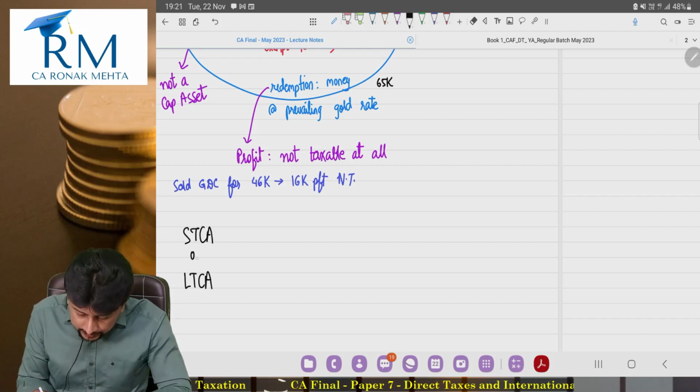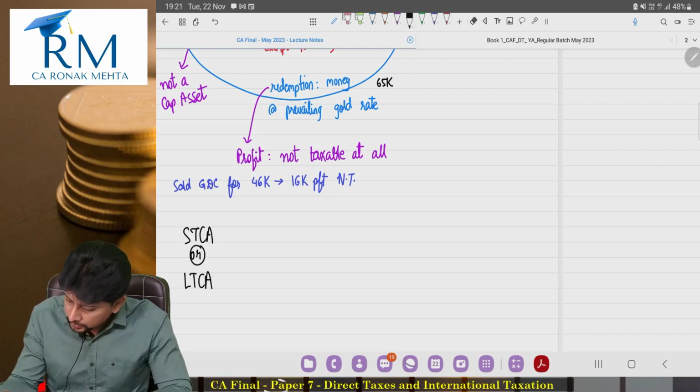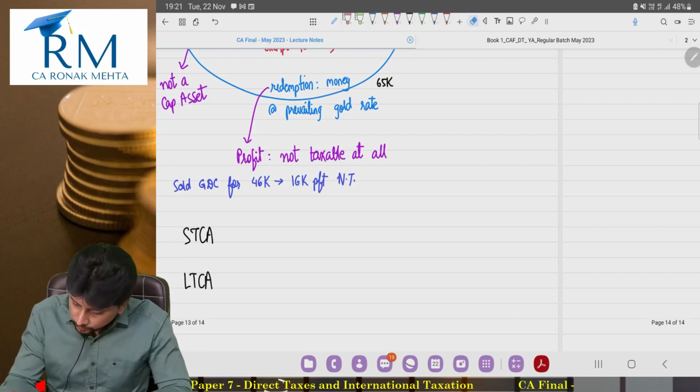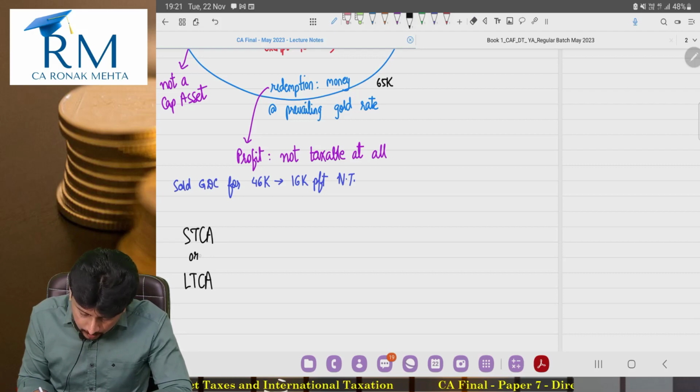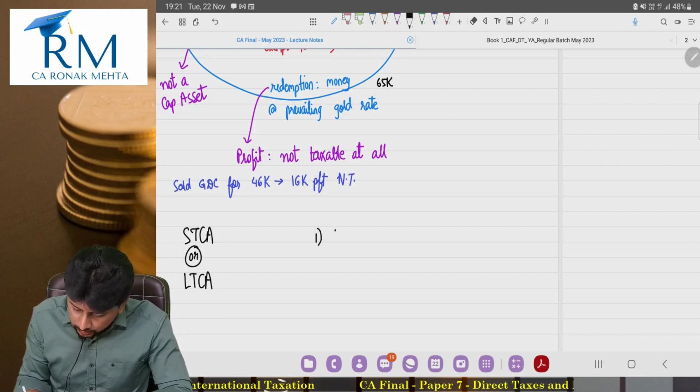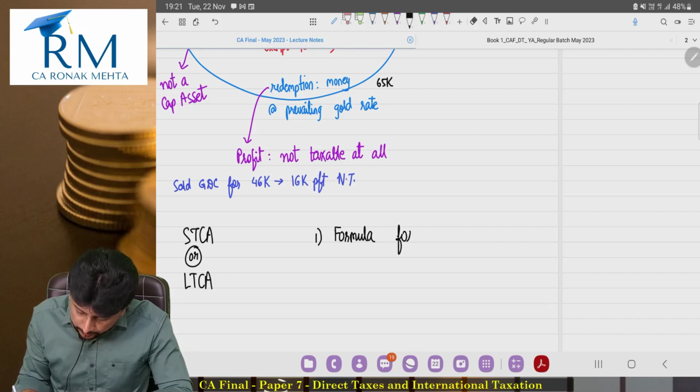Why do you need this distinction? For 2 reasons. 1. Whether the asset is short-term or long-term will help you to decide your formula for computation.